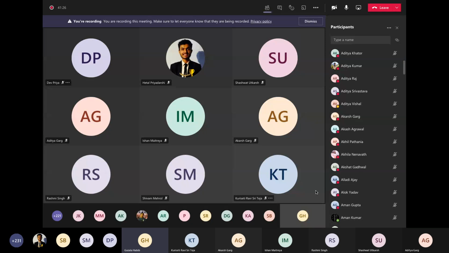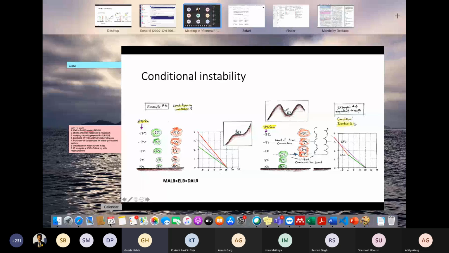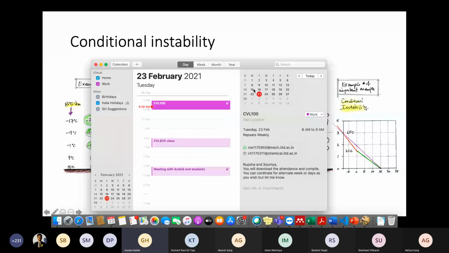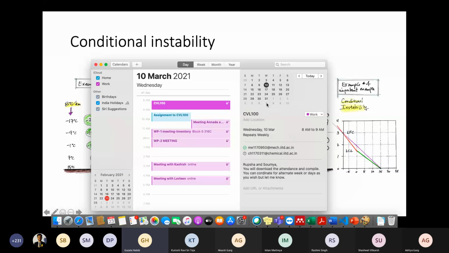I have also decided the date of the assignment. Let me just tell you. One minute. So 15th is your exam, right? 15th March. 15th is Monday. So you will have your assignment a week before your exam.